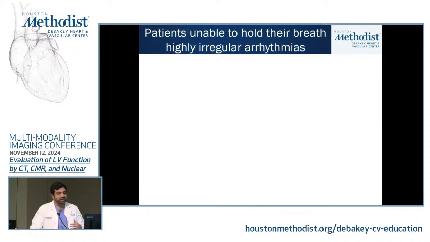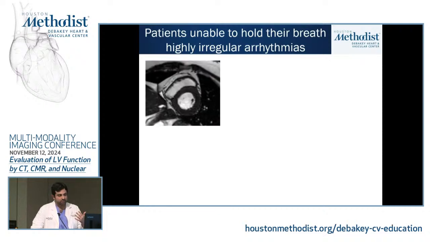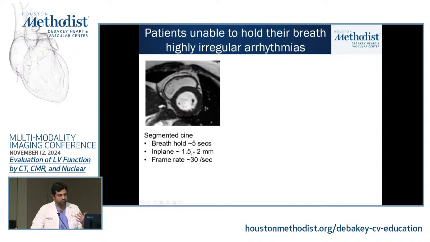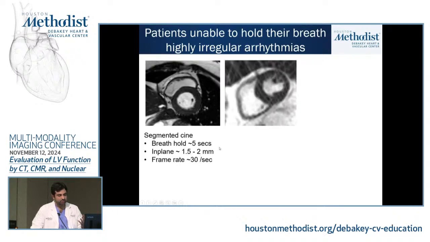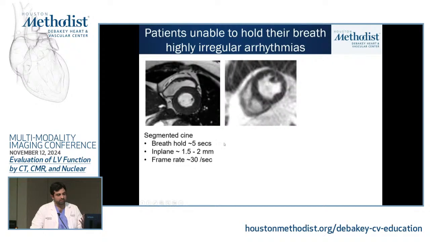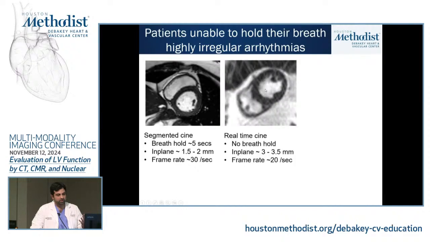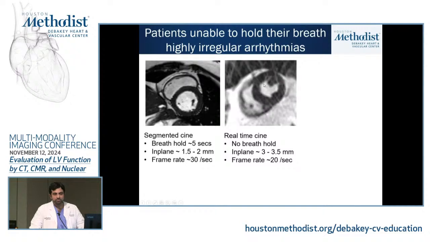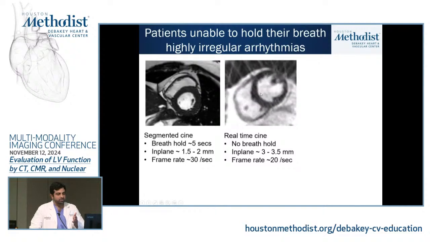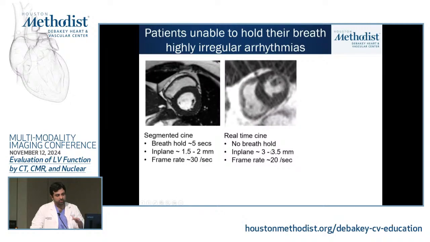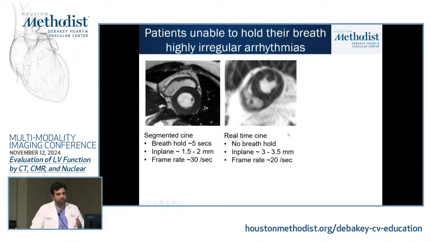Now, for someone who's not able to hold their breath, and for that acquisition that I showed you earlier, that takes about 5 seconds. It gets you a resolution of about 1.5 millimeters, which is highly adequate with the frame rate that I mentioned earlier. If you have someone who's not able to do the 5 second breath holds, we used to do what's called real-time imaging, where essentially there is no breath hold needed, and you're acquiring images with a high acceleration factor, if you will. And that comes at a sacrifice of both spatial resolution as well as temporal resolution.